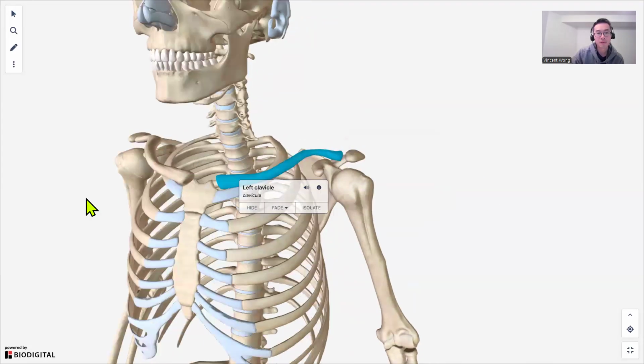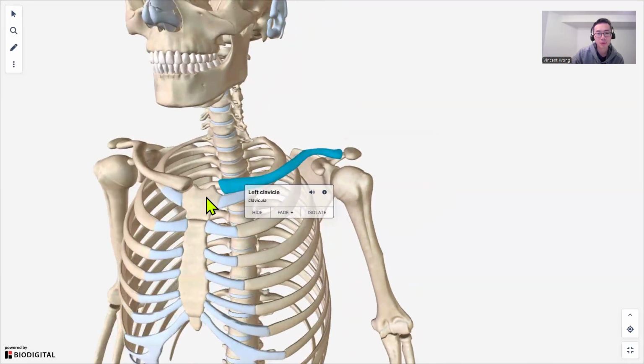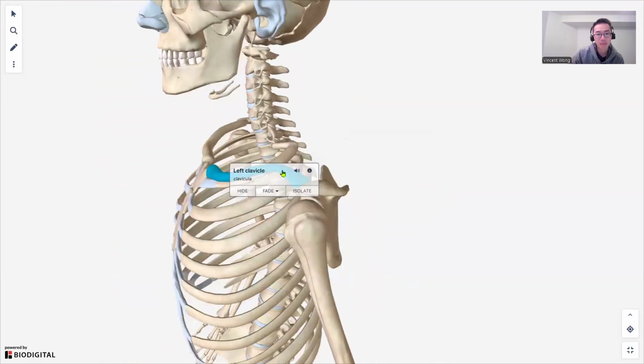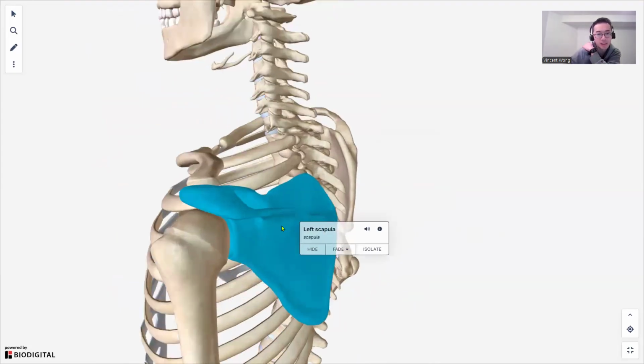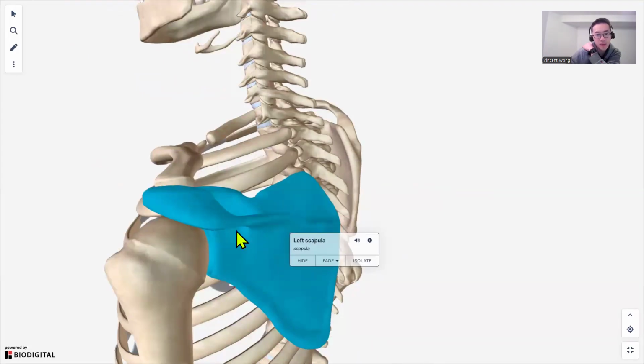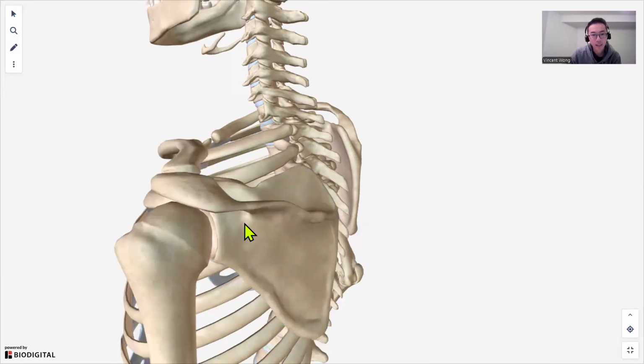The front portion connects to the manubrium of the sternum. And it traces all the way back and makes a connection with your shoulder blade. The shoulder blade is called the scapula. Again, you can probably feel the spine of the scapula right here. Just rub it against your back right there.